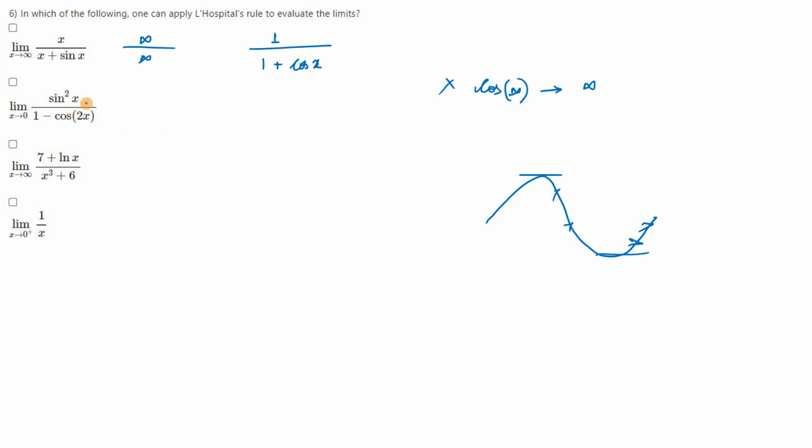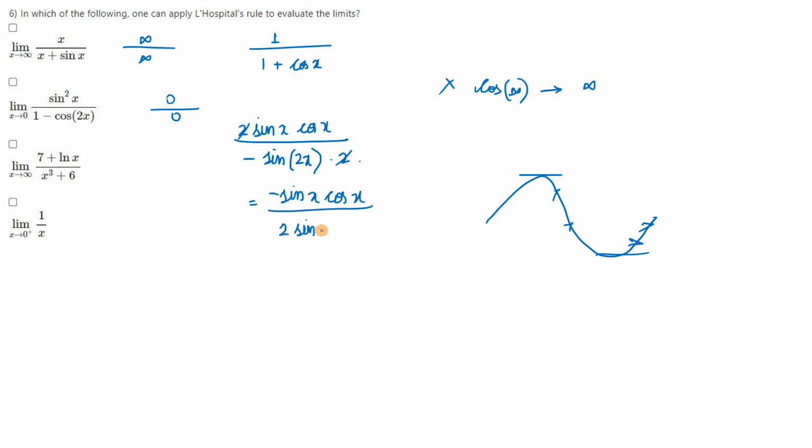For the second one, let's say if we apply 0, sine 0 is 0 and cos 0 is 1, 1 minus 1 is 0. If we apply L'Hospital's rule, we'll have 2 sin x cos x in the numerator divided by minus sin 2x into 2. So that is nothing but 2 will be cancelled. Now we have sin x cos x divided by 2 sin x cos x. All of this is cancelled. What is remaining is minus 1 by 2. Yes, we can find the value by L'Hospital's rule.